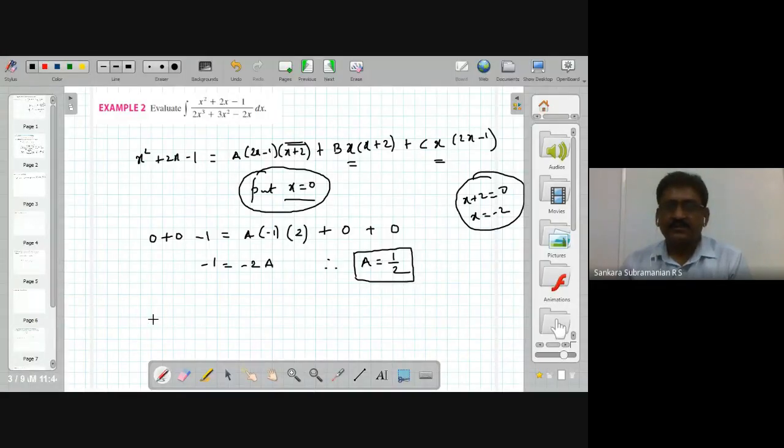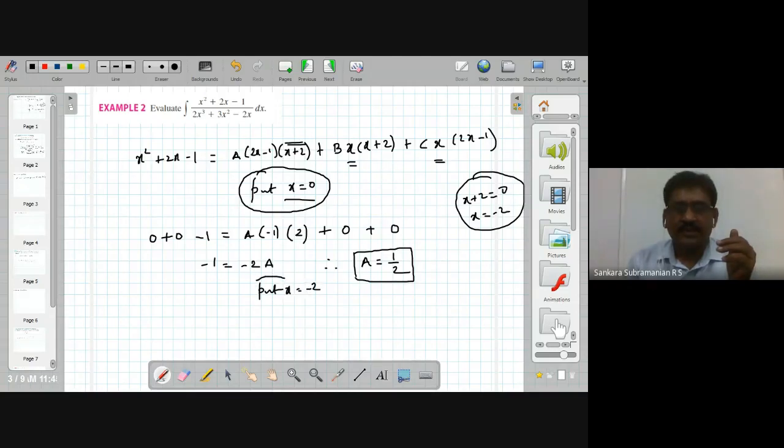So now I made x zero. By putting x equal to 0, I get the value for a. Now my next aim is to make x plus 2 zero. For the x plus 2 term to be 0, the value of x must be minus 2. So I'm going to put x is equal to minus 2. Let's see what happens.